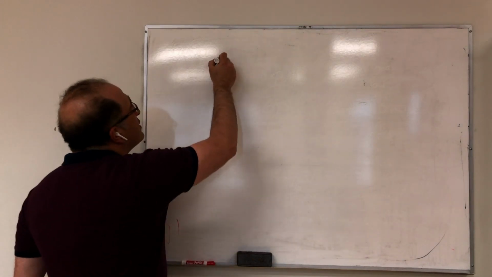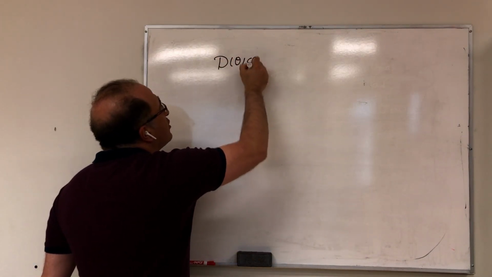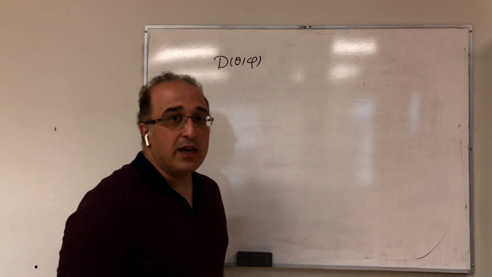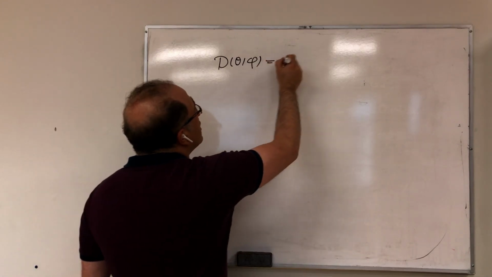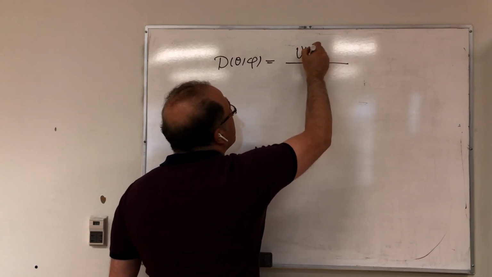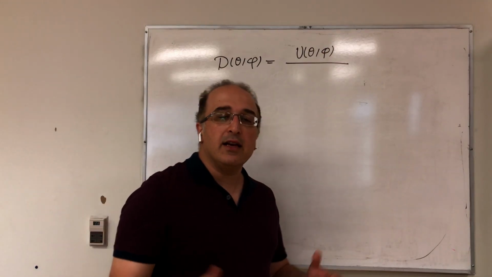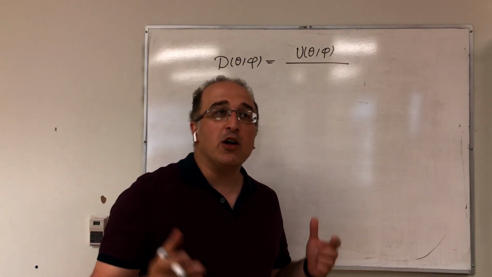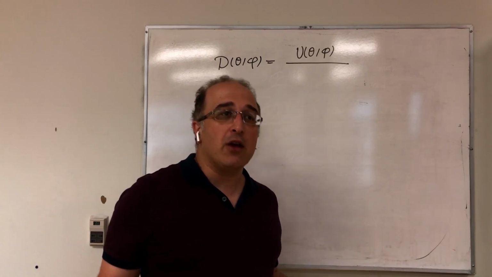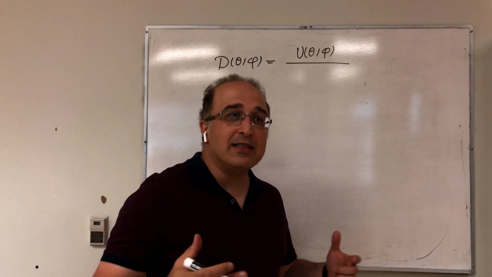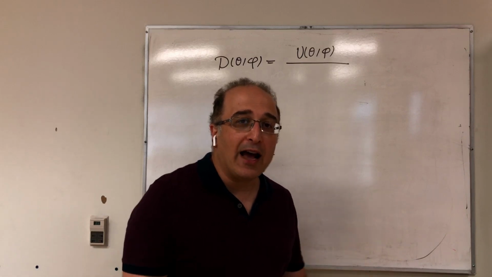So to review, what we mentioned was that D(θ,φ), which was the directivity of the antenna, was essentially a ratio of the radiation intensity that we had divided by the radiation intensity of an isotropic source, assuming that isotropic source radiates the same amount of power as the antenna.